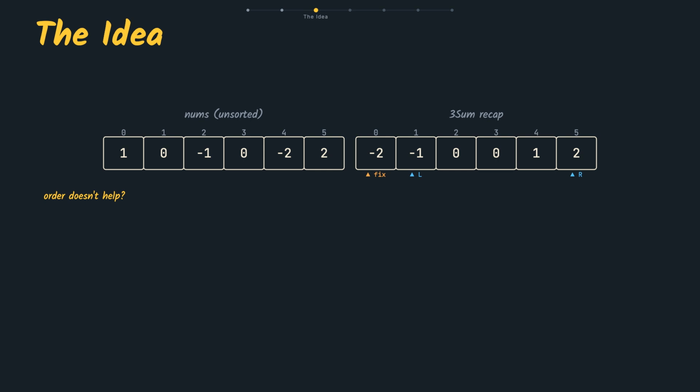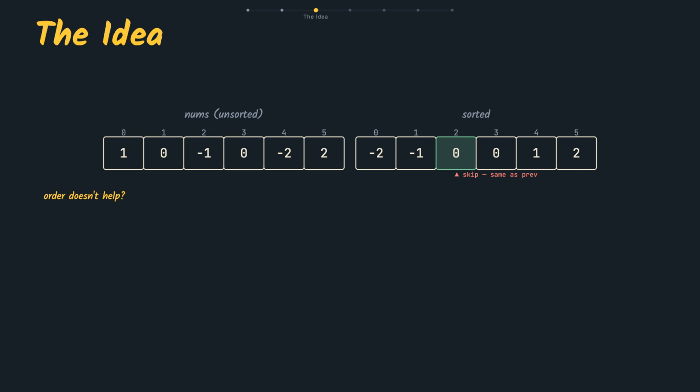Now think back to 3-sum. We sorted, fixed one number, then swept 2 pointers from both ends. 4-sum is the same shape with one more pointer fixed. Fix 2 numbers up front, then sweep the remaining 2. And the sort gives us dedupe for free.